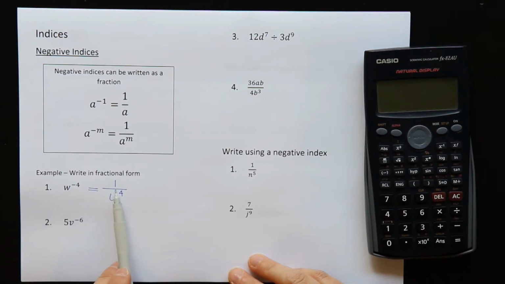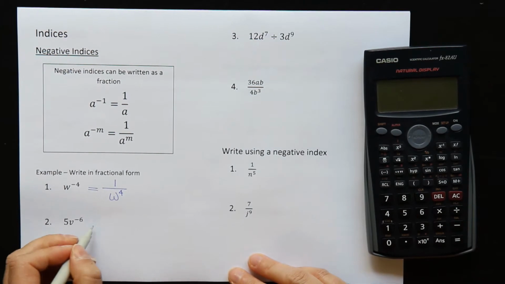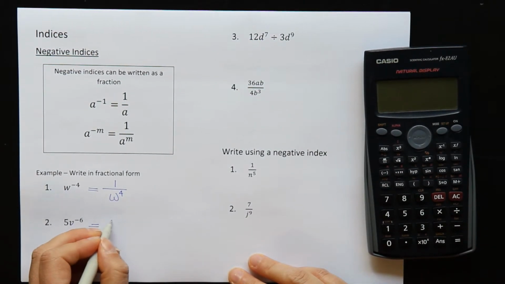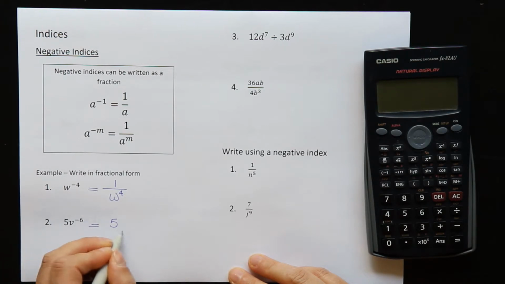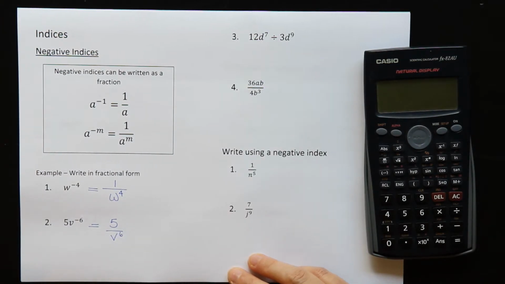Now, often you will have a 1 on the top, except when you have a big number in front of your index here. So I have a 5 at the front, which means instead of a 1 on the top, I'm going to have a 5 on the top, and the v to the negative 6 will become v to a positive 6 if I put it on the bottom.